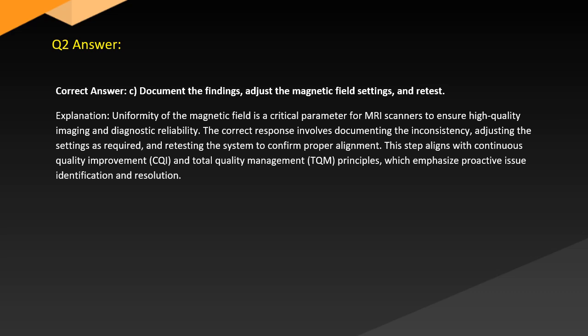Answer. Correct answer C. Document the findings, adjust the magnetic field settings and retest. Explanation. Uniformity of the magnetic field is a critical parameter for MRI scanners to ensure high-quality imaging and diagnostic reliability. The correct response involves documenting the inconsistency, adjusting the settings as required, and retesting the system to confirm proper alignment. This step aligns with continuous quality improvement and total quality management (TQM) principles, which emphasize proactive issue identification and resolution.